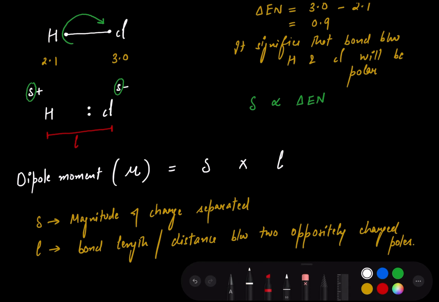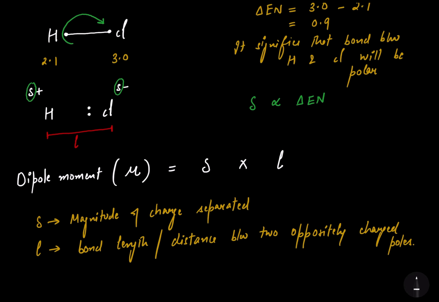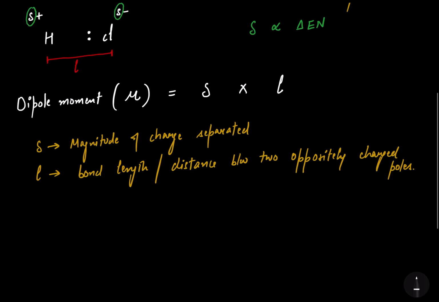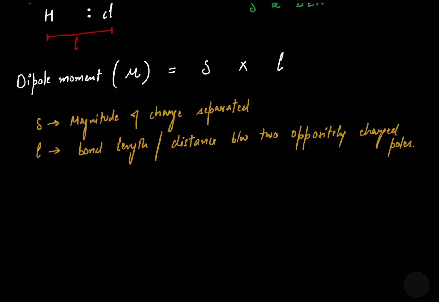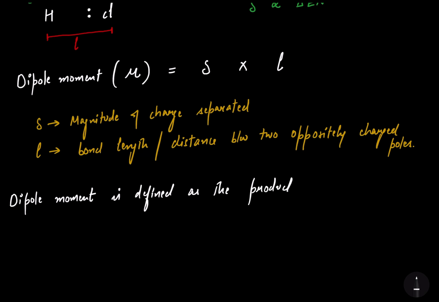So, what is dipole moment? Dipole moment is the product of magnitude of charge separated and the bond length. So how can we define dipole moment more precisely? We can say that dipole moment is defined as the product, and product means multiplication in this case, not the product of the reaction. I'm talking about the mathematical product, that is multiplication.